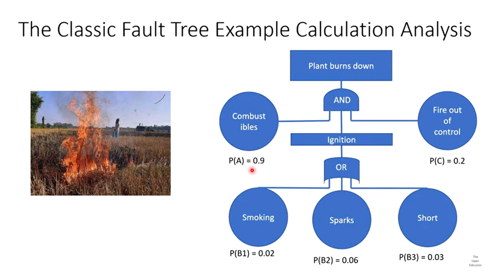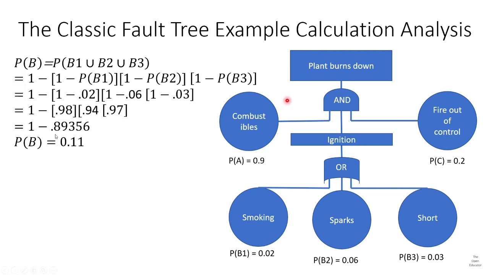So take for example, the score of combustibles is P(A), or the probability of it happening, is 0.9, and for the out of control probably it's 0.2, and for the ignition it is determined by three causes. Maybe smoking, which is probability of B1 0.02, B2 sparks 0.06, and B3 short circuit 0.03. So we are going to calculate the probability of the causes.